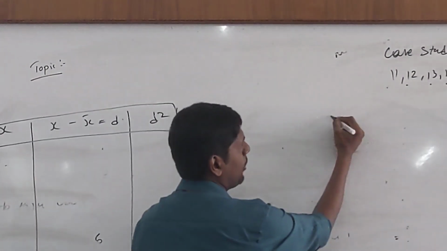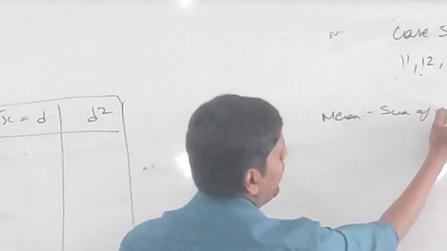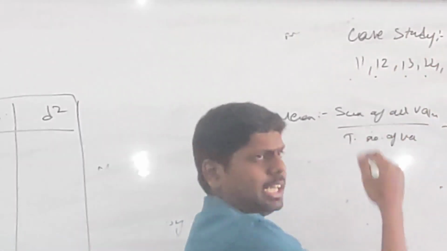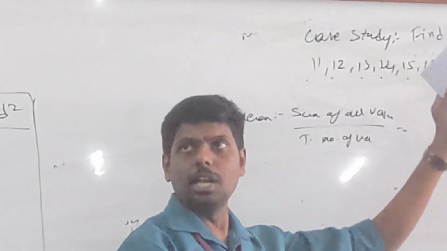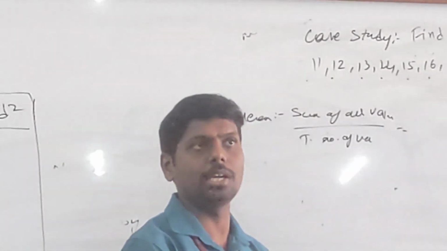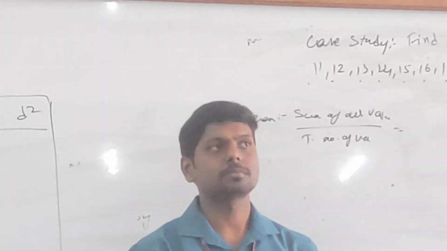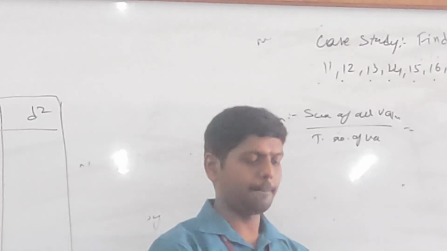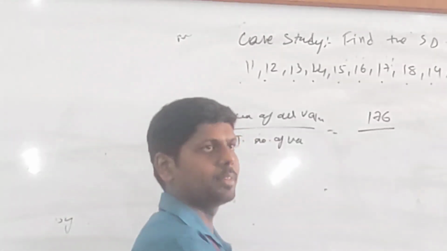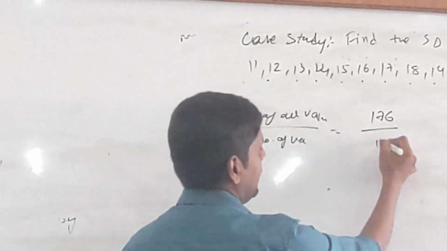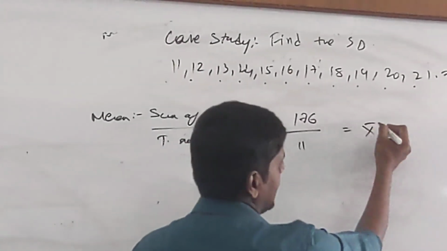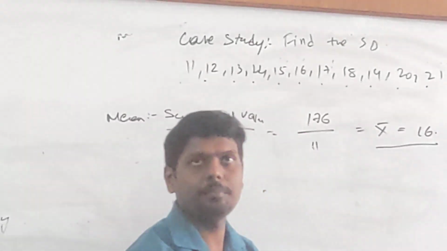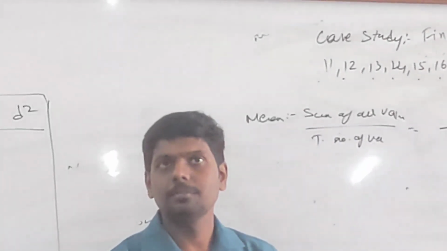How to calculate? What is the formula of mean? Sum of all values divided by the total number of values. Then what is the sum of all these values? Calculate with your mobiles. The sum is 176, divided by how many? 11. What is the mean? 16. So x bar, the mean, is 16. Clear?